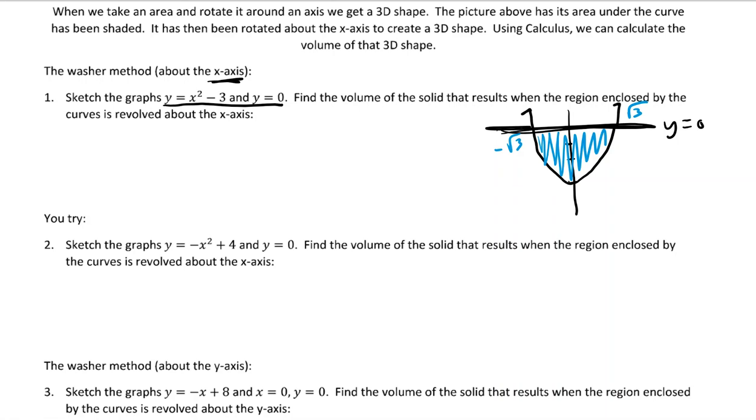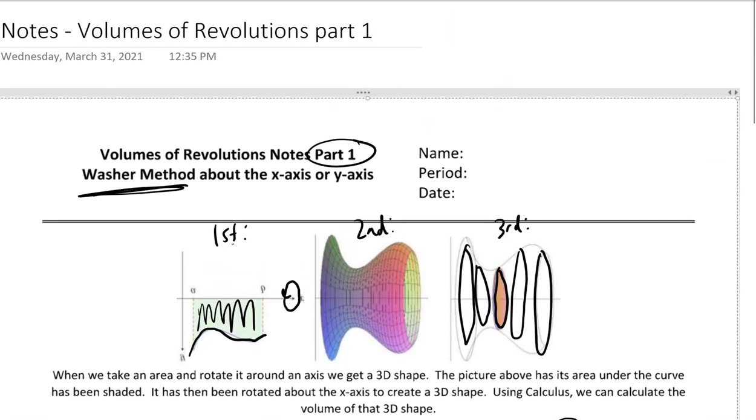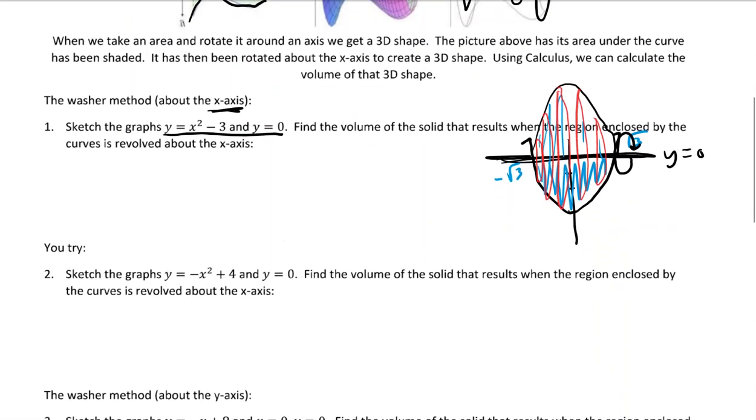Now what we're going to do is rotate this area about the x-axis, and my picture here is not going to do it anywhere near justice, which is why I tried to give you the picture at the front. But it's going to look something like this. And what we really have is a bunch of circles here. Many, many circles, or washers. That's where this name comes from.